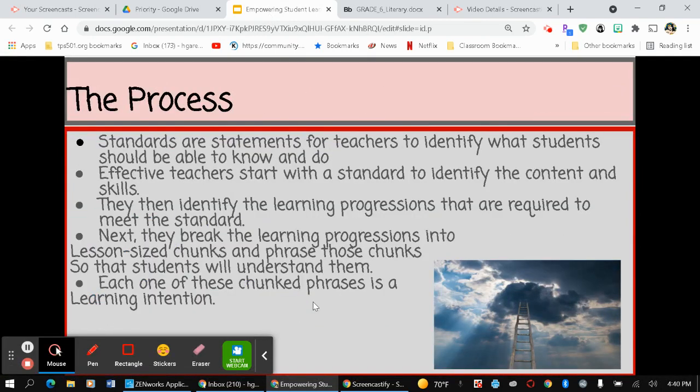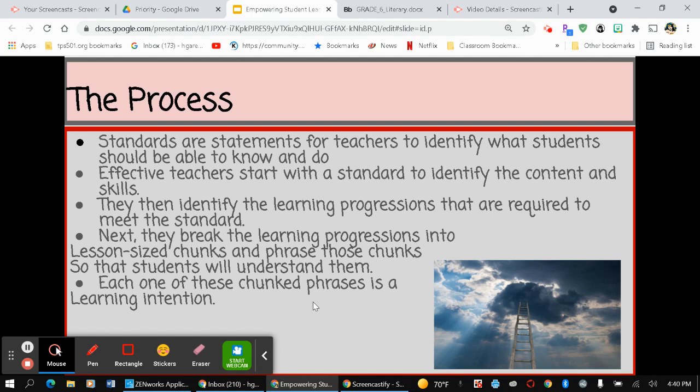Standards are statements for teachers to identify what students should know and be able to do. Effective teachers start with a standard to identify the content and the skills. They then identify the learning progressions that are required to meet that standard. Next, they break the learning progressions into lesson-sized chunks and phrase those chunks so that students will understand them. Each one of these chunked phrases is a learning intention.